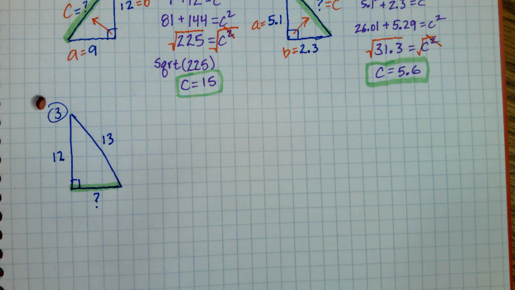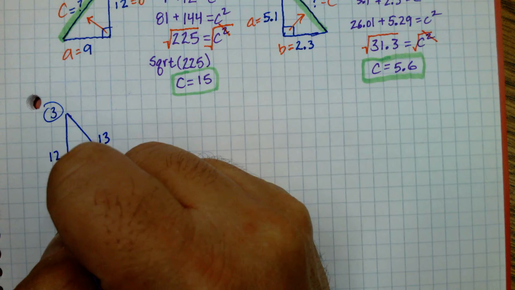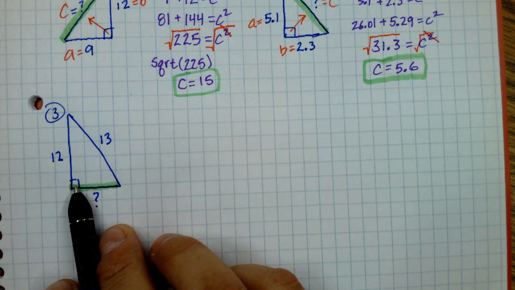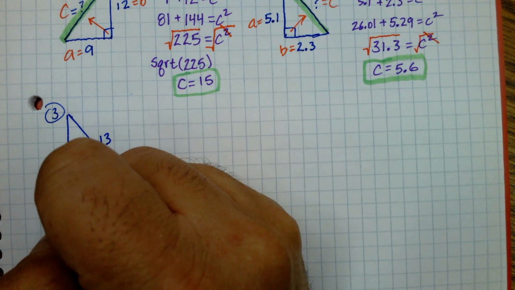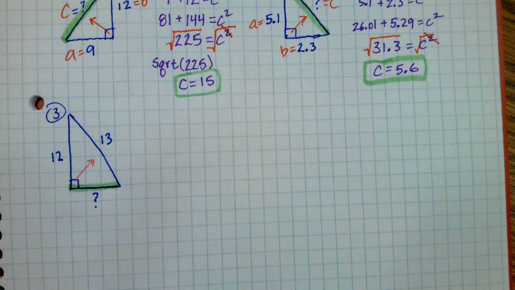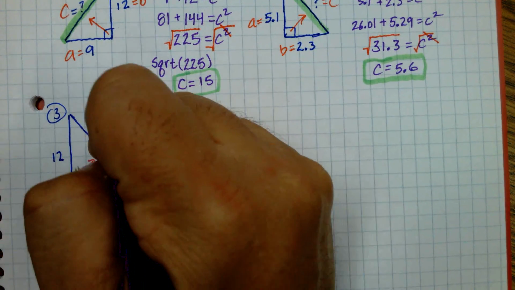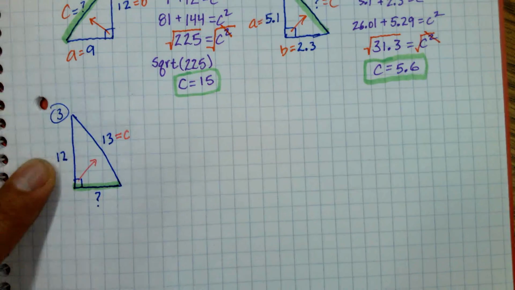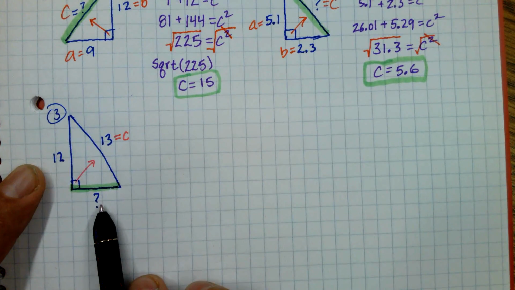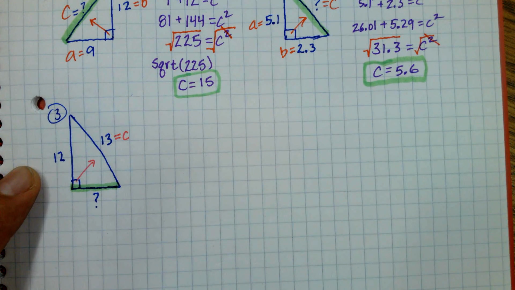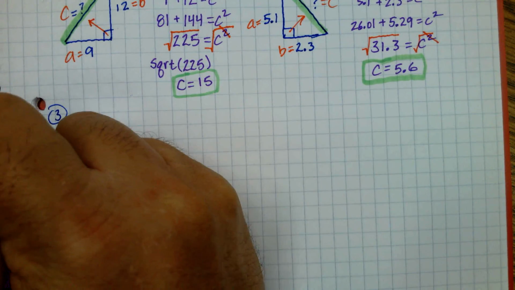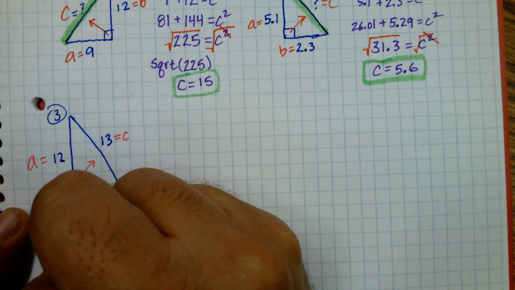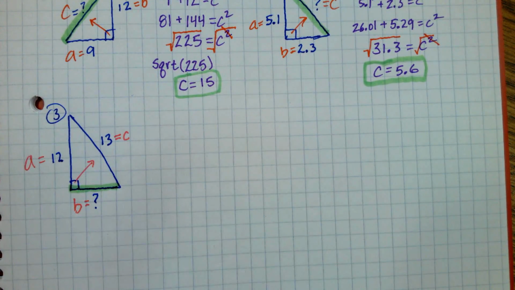And the first thing we should always do is identify what's the hypotenuse. Go to the right angle. This is our right angle. And then just hop across. It's where the 13 is. Okay? And then these are the legs, 12 and the unknown side. So 12, do you want to make it A or do you want to make it B? Let's make it A. That means this is B. Okay?